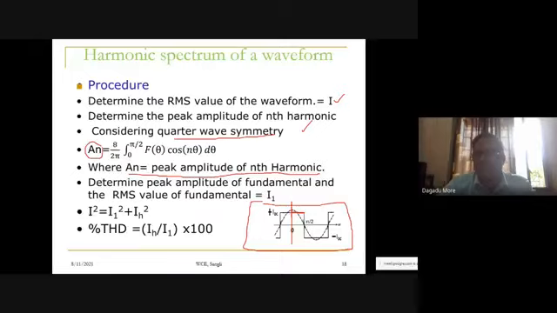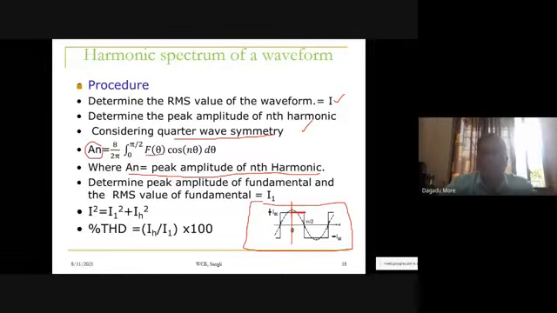And here we have to integrate over only a quarter cycle. So here the limits will be 0 to pi by 2. We have changed the origin to the center, so we have 0 and pi by 2. Quarter wave, so we have 8 by 2 pi, 0 to pi by 2.